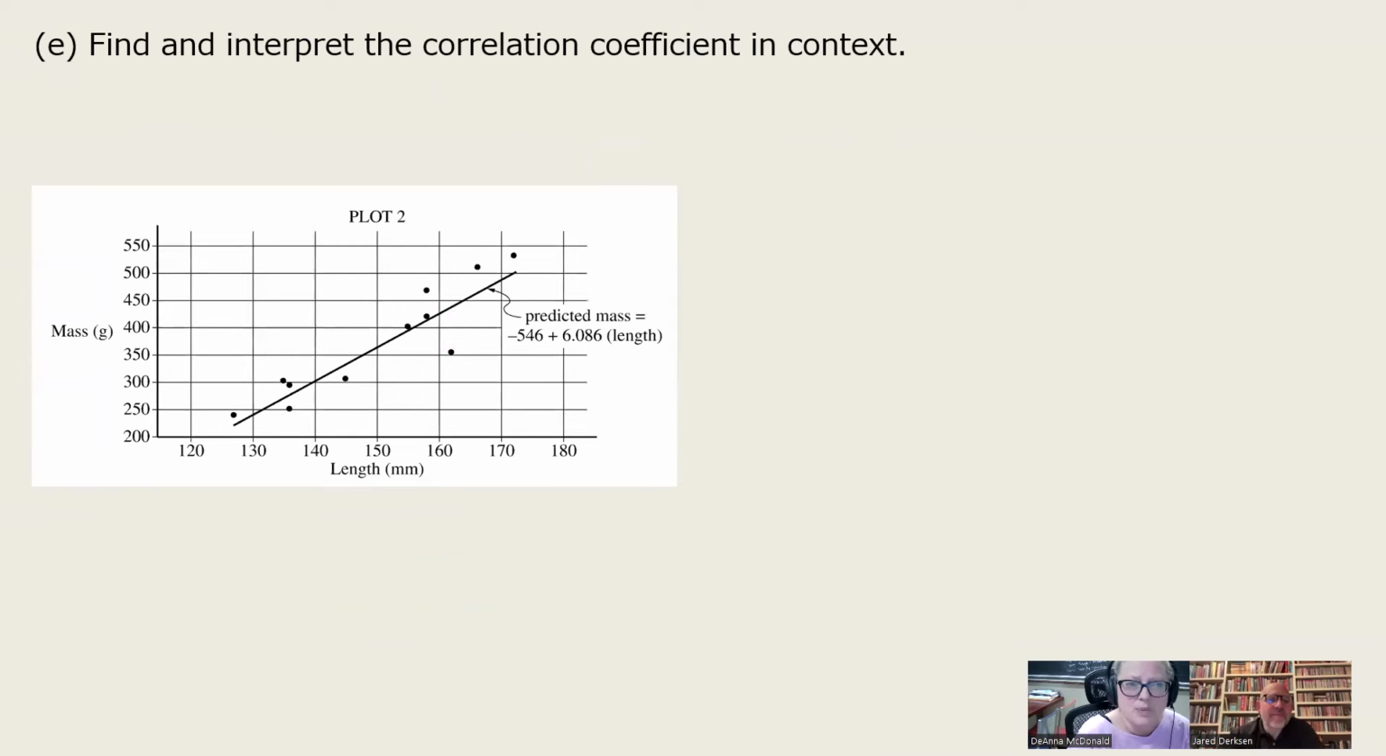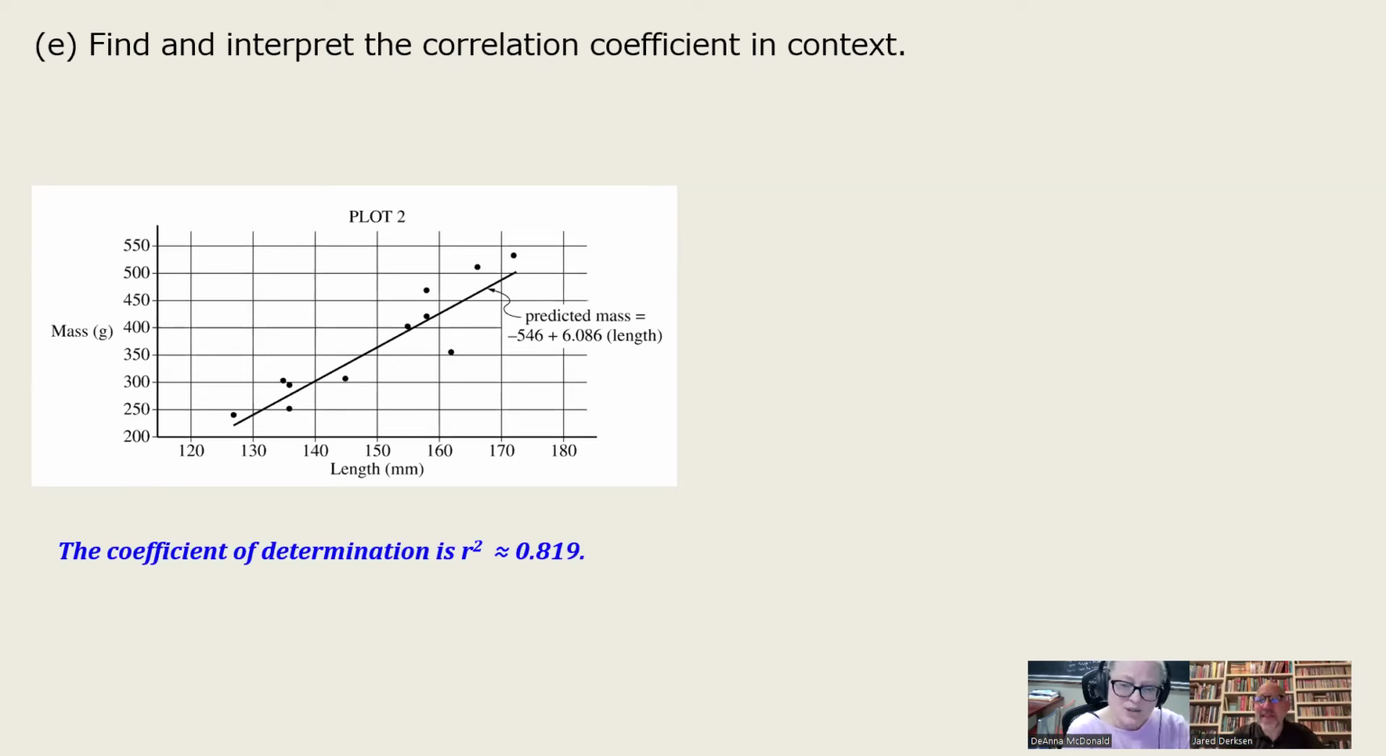All right, we're supposed to find and interpret the correlation coefficient in context. And here's where the new parts that I wrote start. The original problem had four parts, A, B, C, and D. But now we're going to do all the rest of the regression things. These are all due to Jared and all his hard work. No, seriously. Totally. I can't say enough how much he does. His Mr. Math Man website is super helpful, I think.